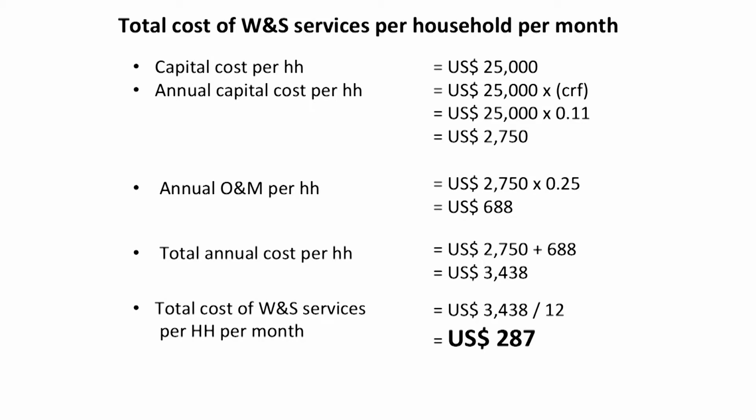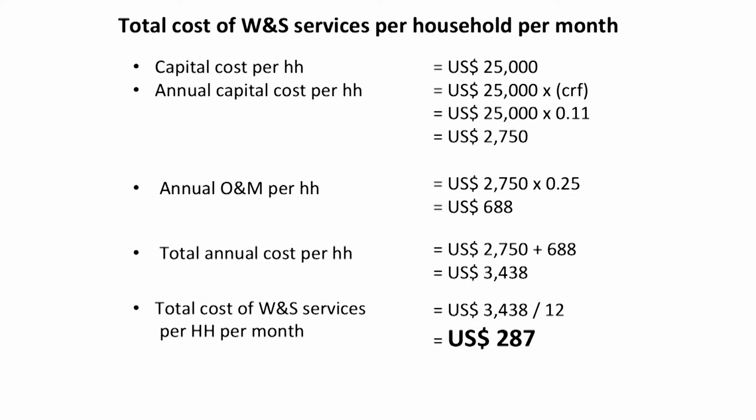The capital cost per household is $25,000 US. We obtain this by dividing the $4 million US cost of the water and sanitation system by the 160 households in a village. Next, we calculate the annual capital cost per household by multiplying the capital recovery factor 0.11 by the $25,000 total capital cost per household. The result is $2,750 US.